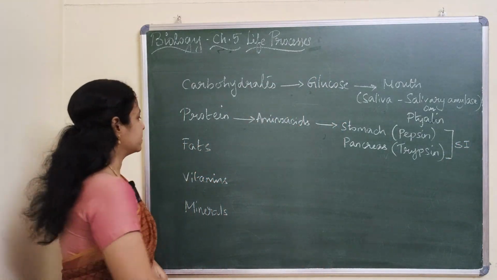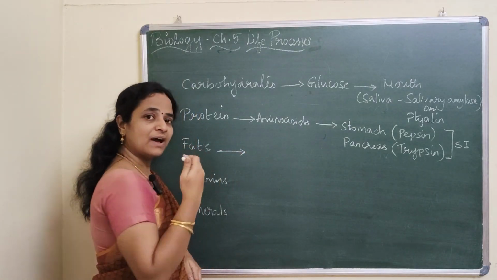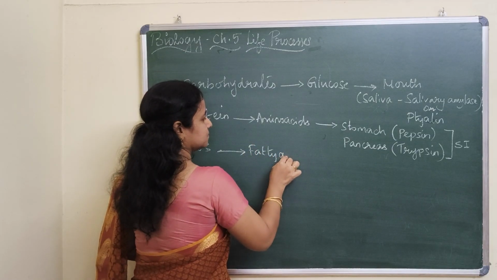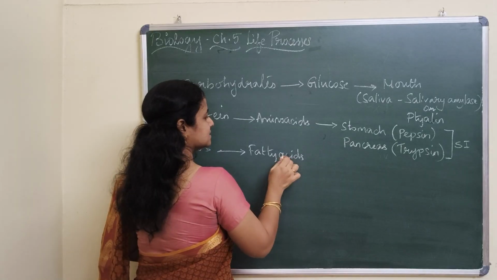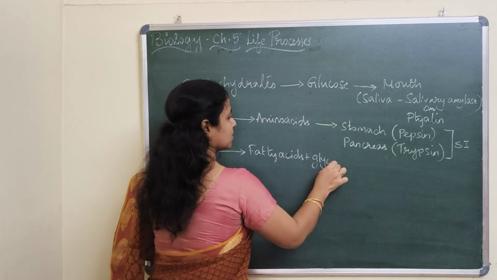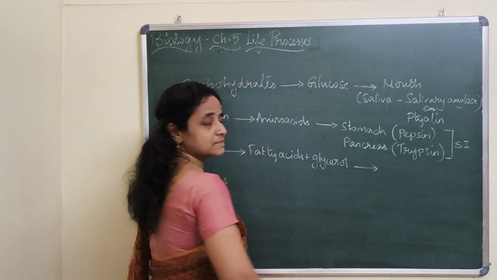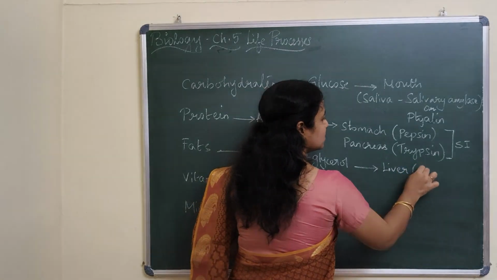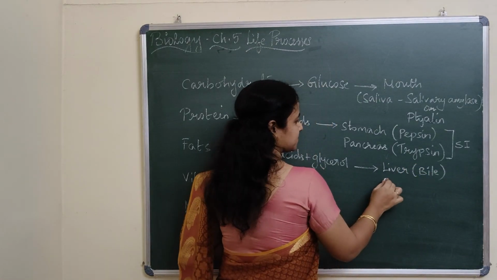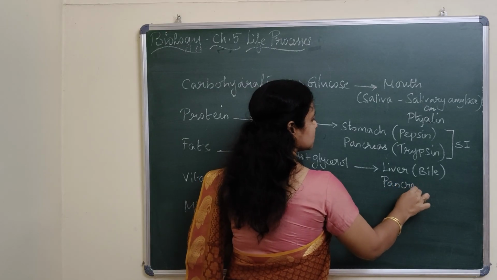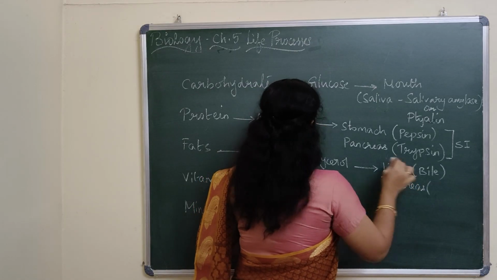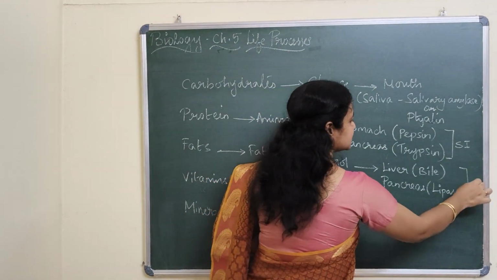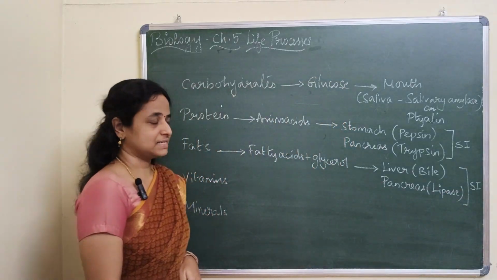Now coming to the third component, fat. The fat turns into fatty acids and glycerol. This conversion takes place with the help of secretions from the liver. The liver will secrete bile, and also the pancreas secretes an enzyme called lipase. And the complete digestion takes place in the small intestine.